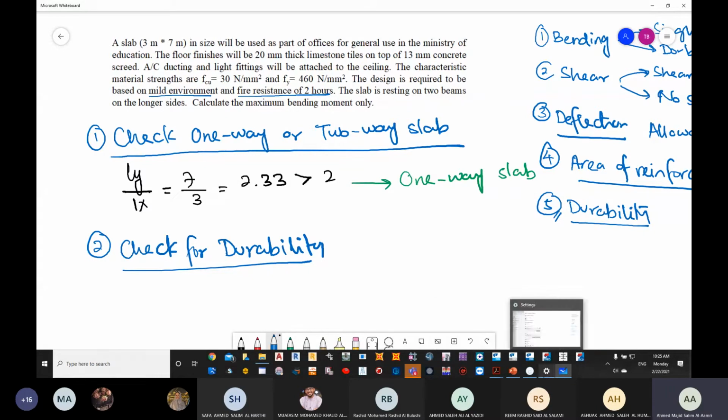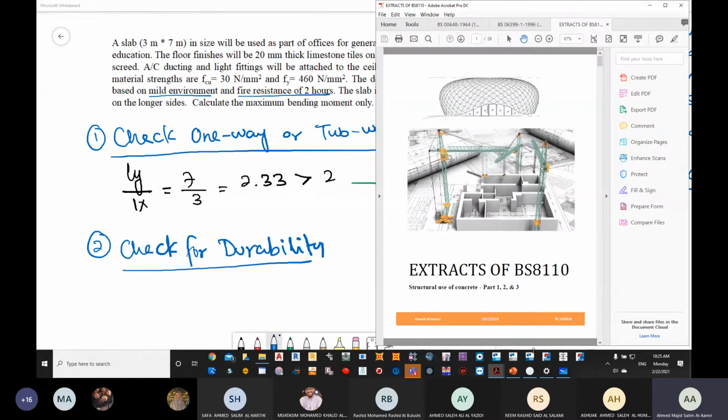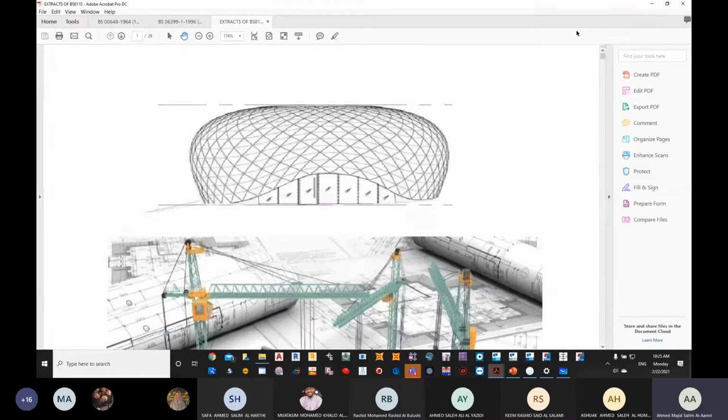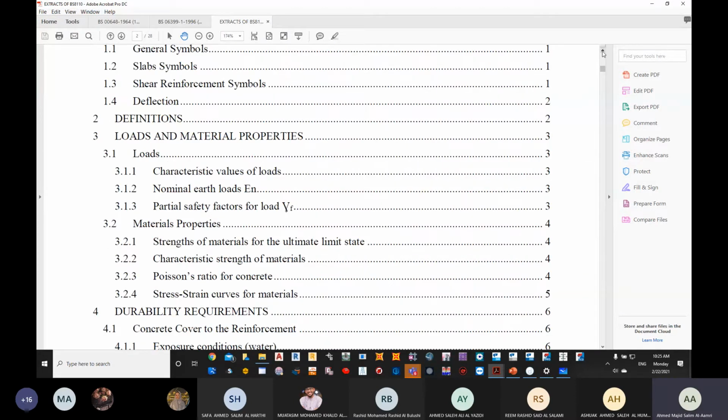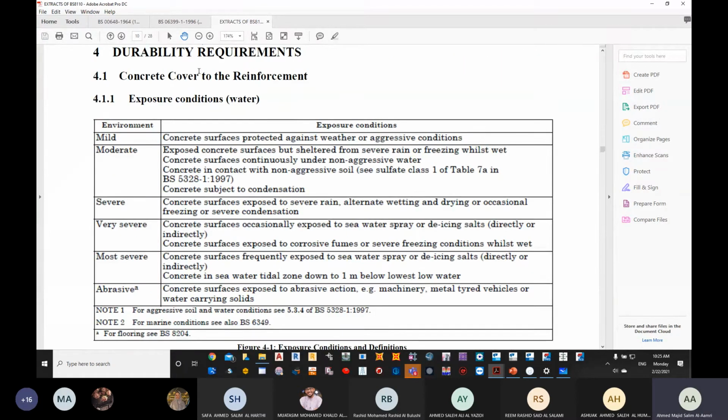So now if we try to go to our extract. So this is your extract. Once again, we are going to go to the table of contents and we are going to search for the cover or durability requirement. So you can see here durability requirement. It says concrete cover to the reinforcement is going to be different cases here. So we have exposure or environment, and then we have fire. We have mild, moderate, severe, very severe, more severe, and aggressive. And you need to understand these.